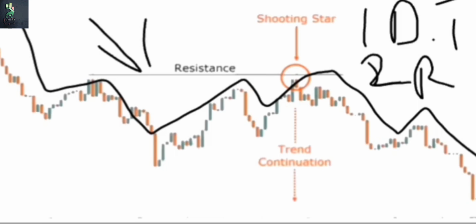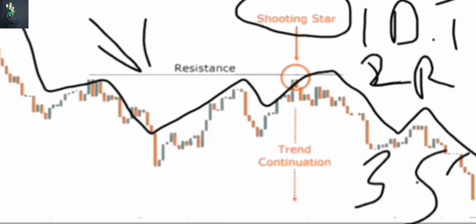Yes, we do. Over here we have a shooting star showing rejections of higher prices. Now you can see that you're not trading candlestick patterns in isolation, but in the context of the market, meaning you're trading candlestick patterns based on the market structure, based on the trend. This actually increases the probability of your trade working out.